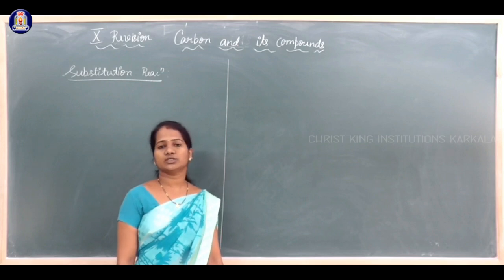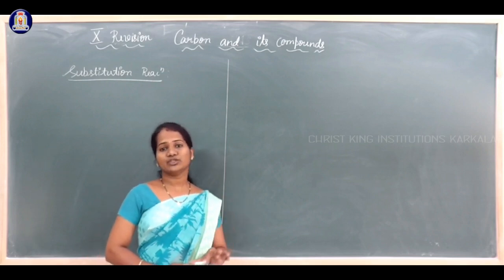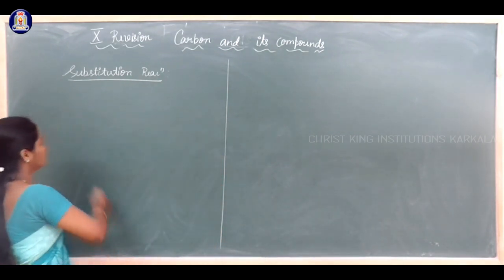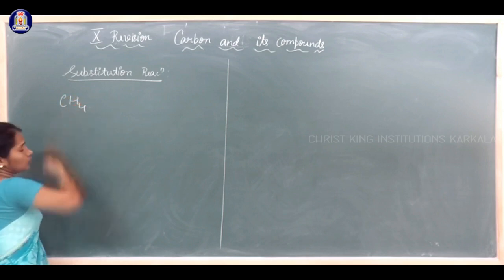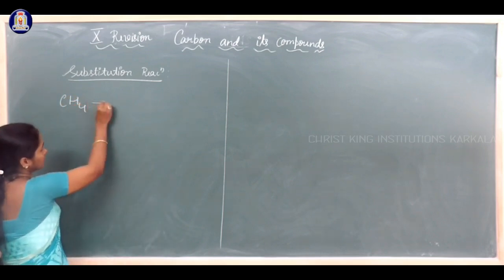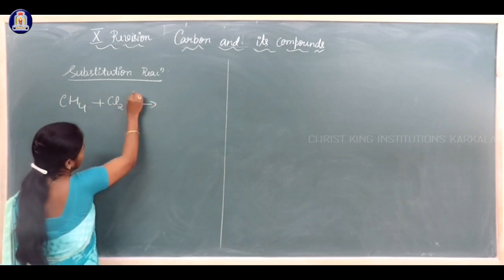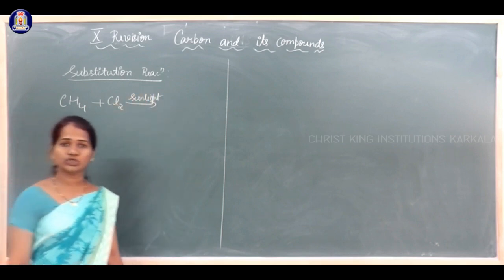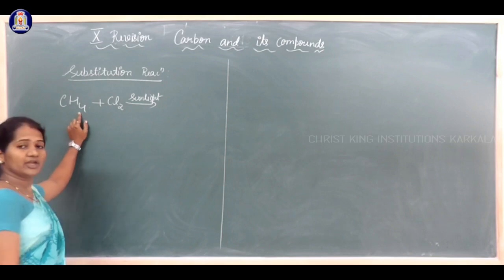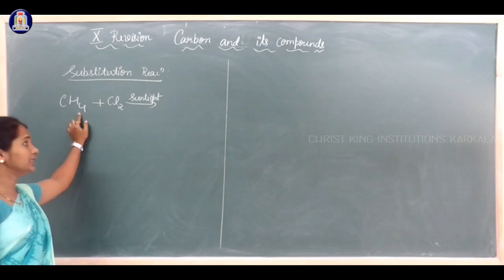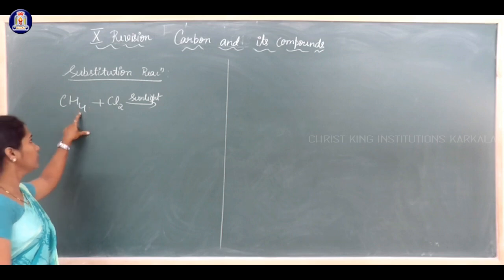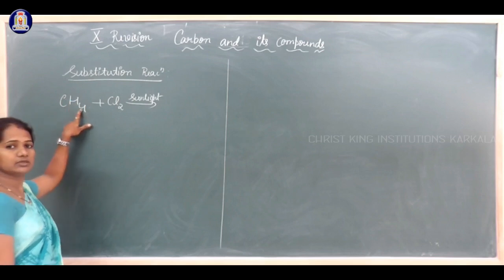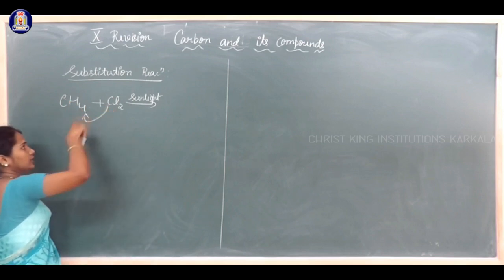Substitution reaction usually occurs in methane, that is the saturated hydrocarbons or saturated carbon compounds. Example is given, methane. It reacts with chlorine in the presence of sunlight. Each hydrogen atom of methane can be replaced by chlorine atom. Here 4 hydrogen atoms are there. Out of 4 hydrogen atoms, 1 hydrogen atom is replaced and in that place chlorine is substituted.